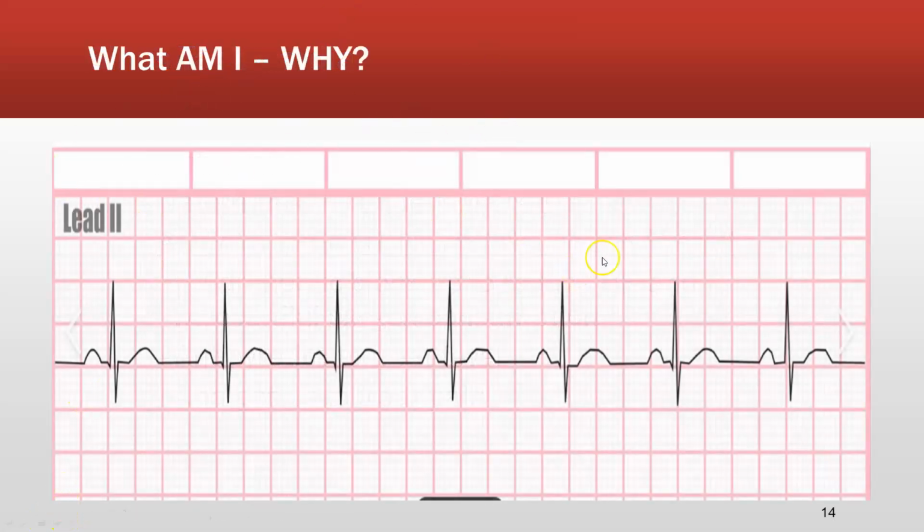All right, so what am I? Well, we can see very clearly, and this is something that is absolutely testable, right? I see P, Q, R, S, T. So there's a P wave for every Q, R, S. 1, 2, 3, 4, 5, 6, 70. Heart rate somewhere between 70s and 80s. It's a sinus rhythm. Document, continue to monitor.